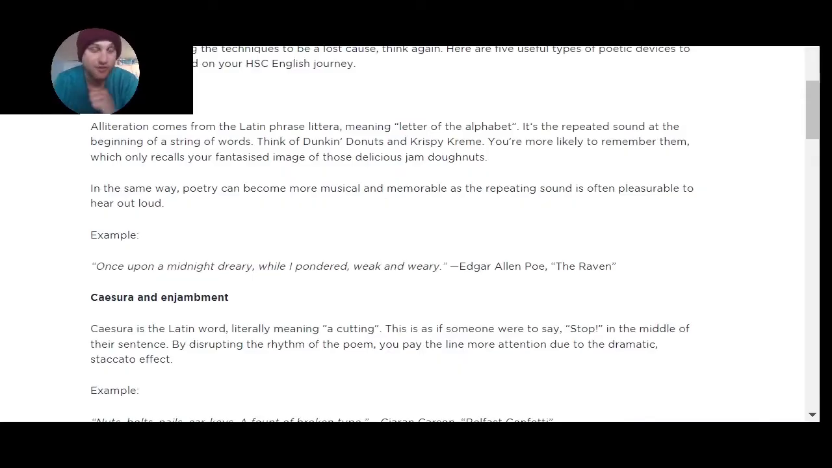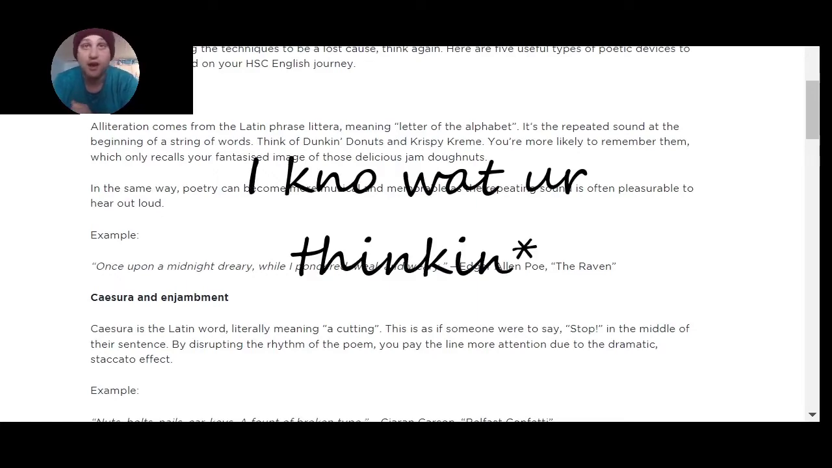As they say often, repeating this alliteration out loud is highly pleasurable.